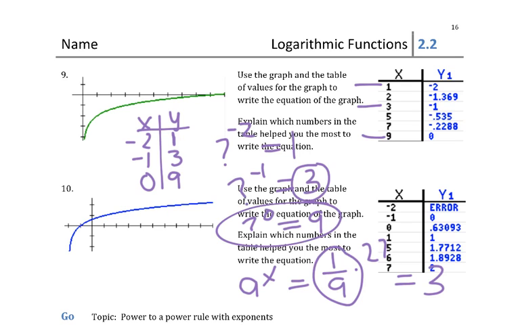Okay, but would that work for the 2? No, because I'd have 1/9 squared times 27. That would be 1/81 times 27. Wouldn't get me where I need to go. Okay. Also, something I should notice here.